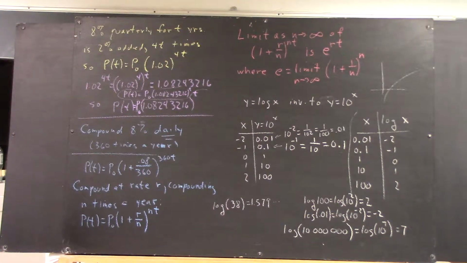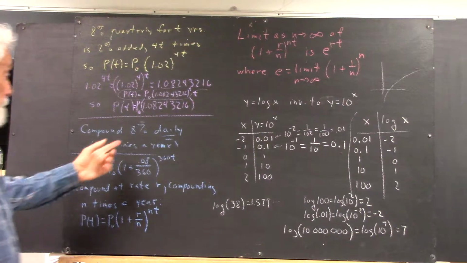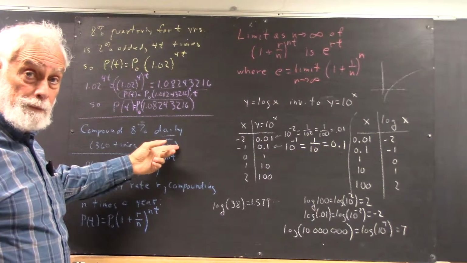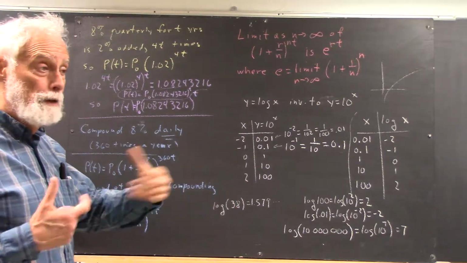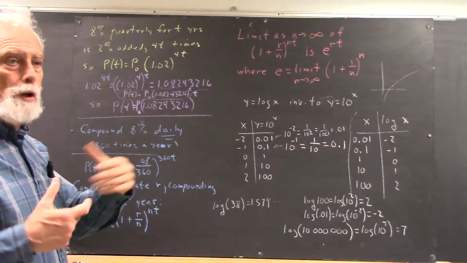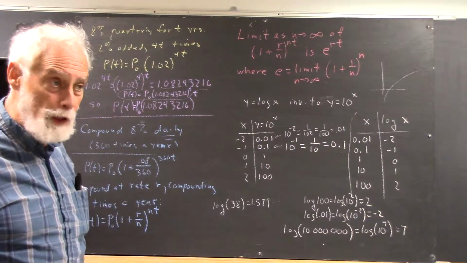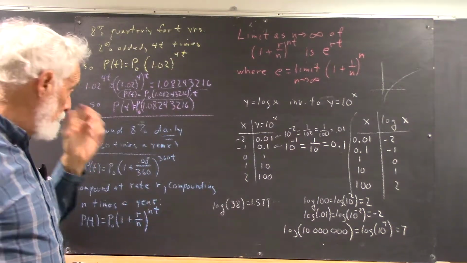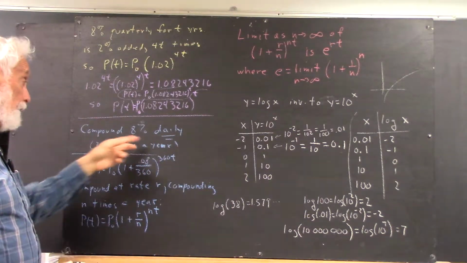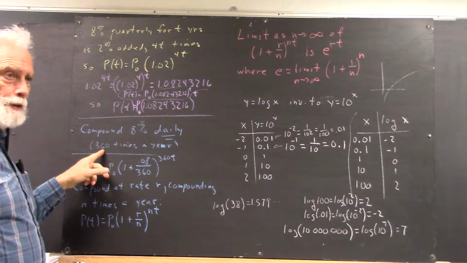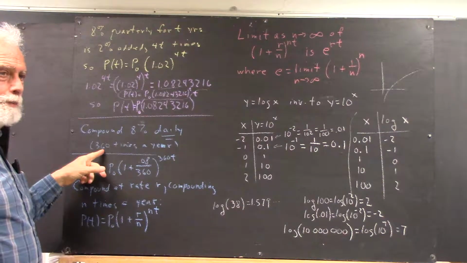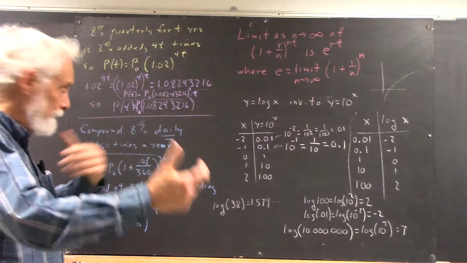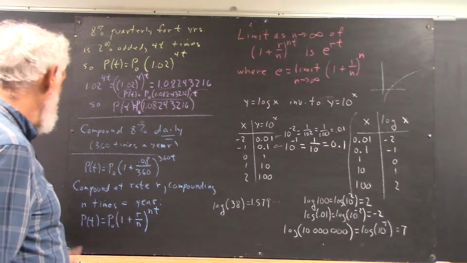Okay, so now we could compound 8% daily. Now, when we compound daily, a little technicality: we round off 365 1/4 days, which isn't even exact, to 360. So we compound it 360 times a year, because it's a lot easier to deal with 360 than 360.25 and lots of decimals.